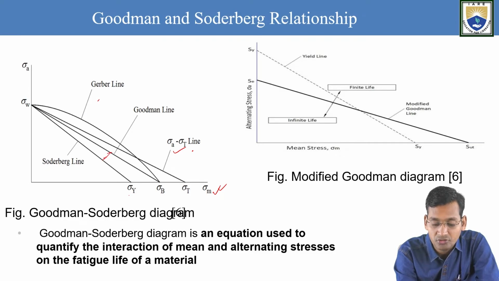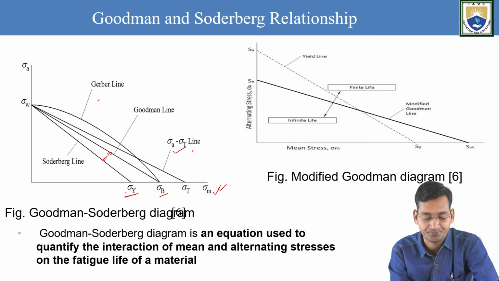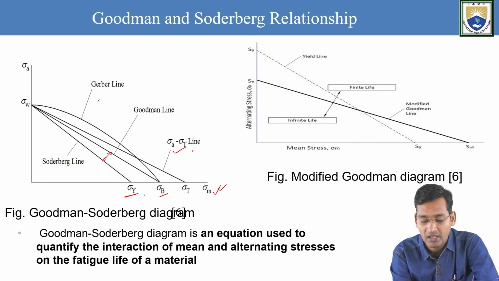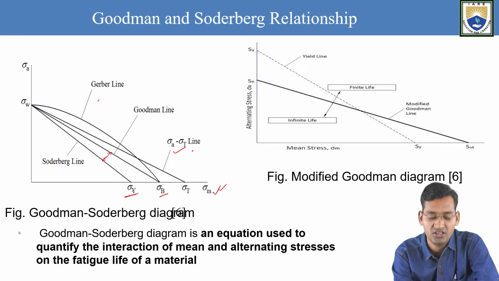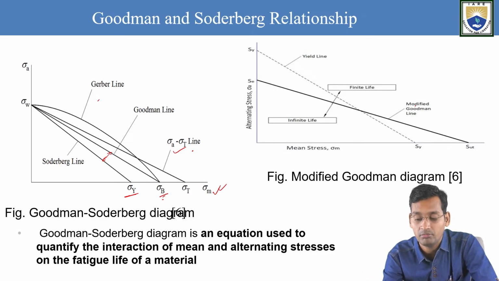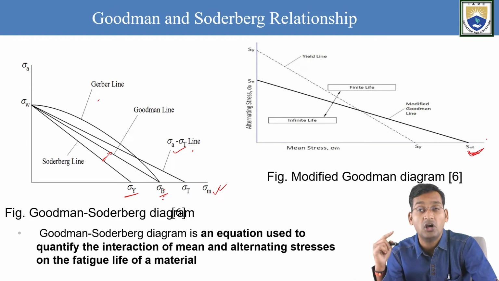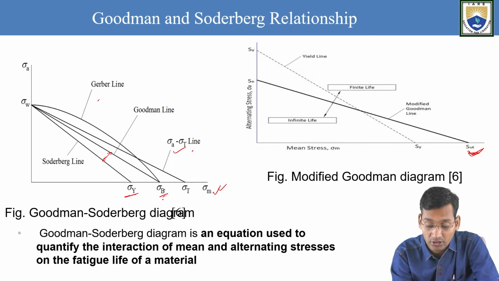We have to see the combination of these two. First, these two are almost the same. The only difference is that Goodman used sigma b and Soderberg used sigma y, and they got the same straight line equation, hence the two names. Soderberg used the yield stress, which is the maximum stress here. After seeing this, Goodman modified that line: instead of buckling stress, where it will buckle, they used the ultimate stress, meaning up to what point it will break.